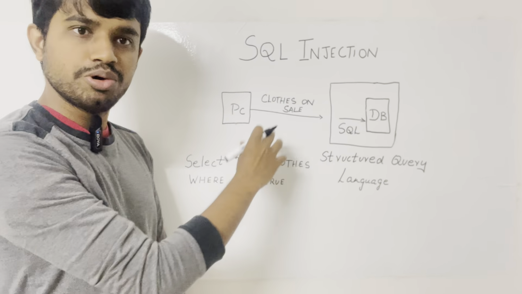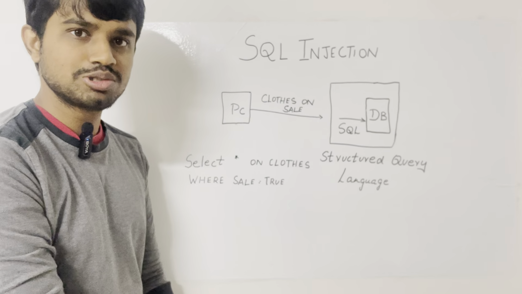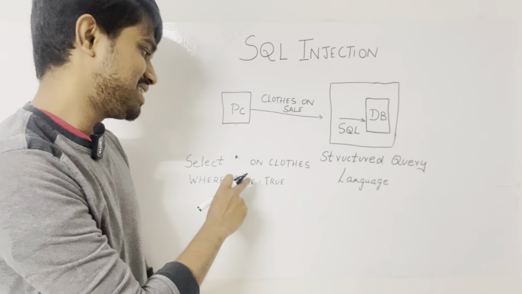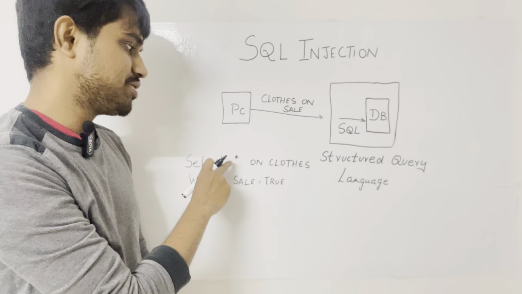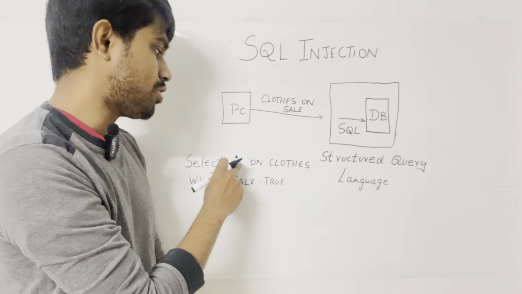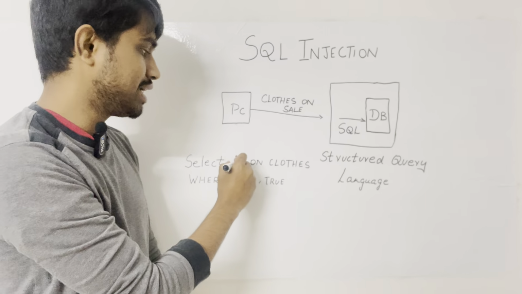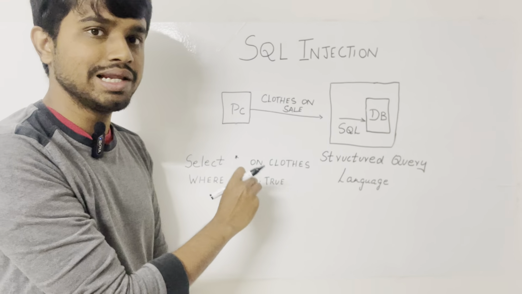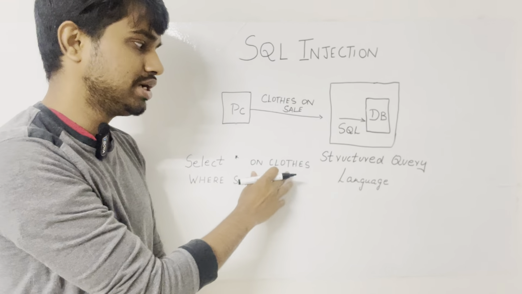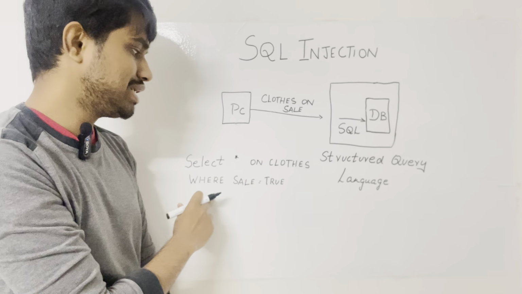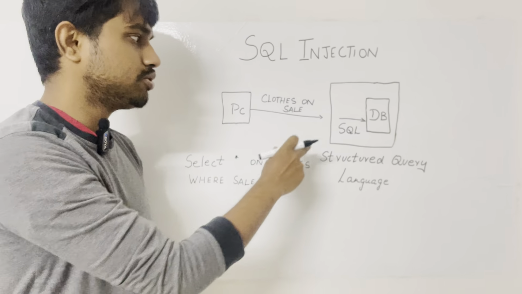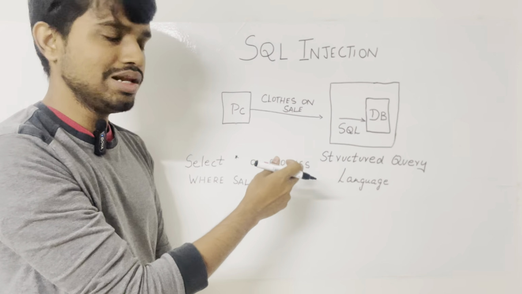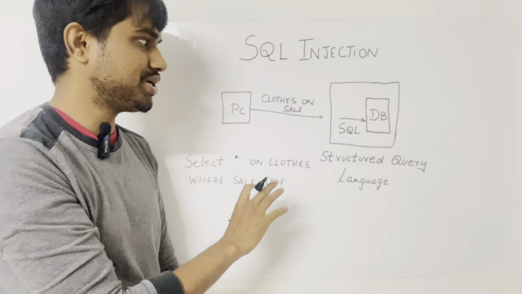I will not go into how the database syntax looks, because that is technical, even I don't remember right now. So it will go and ask the database, give me all the clothes. Star is like, give me all the details regarding the clothes, not just one detail, give me all the details on clothes. What are all the clothes? Where sale is equal to true. The database understands this, and then it will send you back the information.